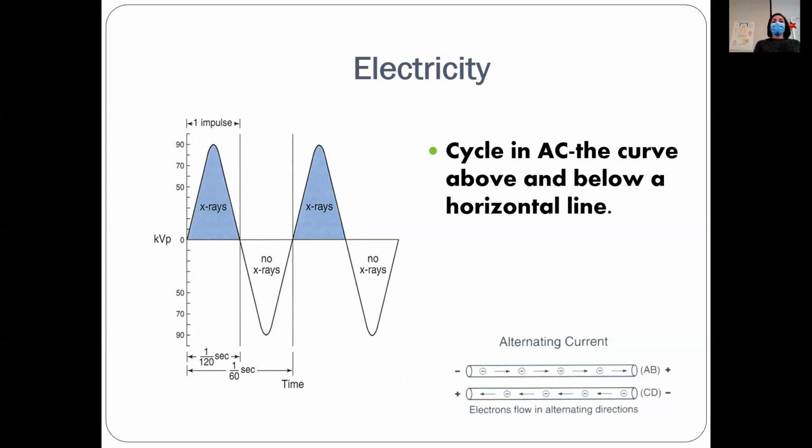And the cycle happens very fast, like super fast. 60 pulses happen in 1 second. So it's very, very fast. It almost seems like a constant stream of X-rays, but it's just pulsating incredibly fast, 60 times in 1 second.